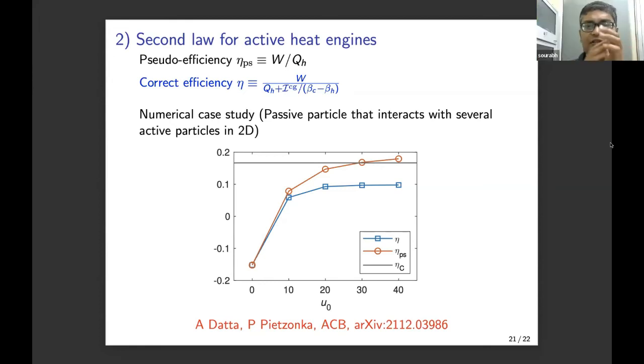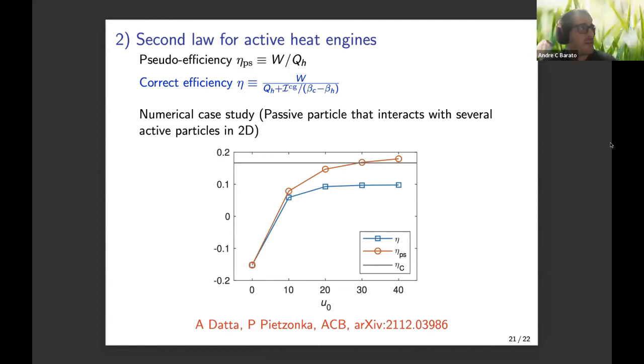And one more question: can this Carnot efficiency be cast using effective temperatures so that the efficiency stays below the Carnot efficiency?